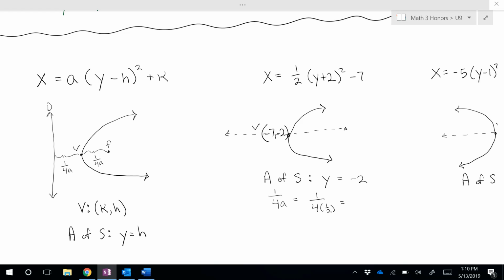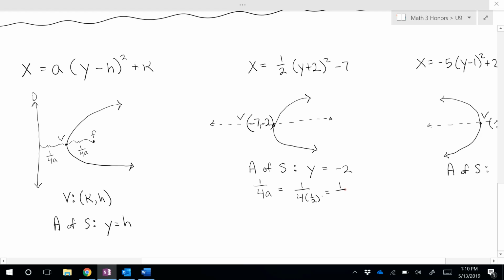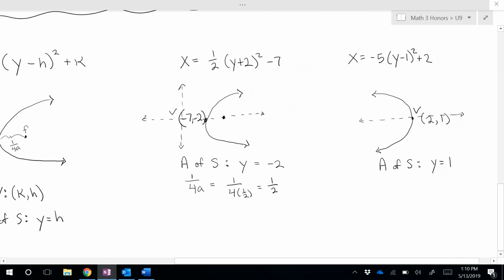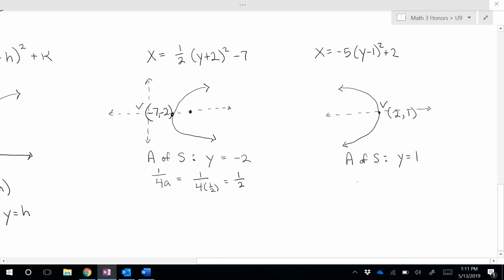So here we get 1 over 4 times a half, which is 2, so you get 1 over 2. So that's the distance to my focus and to my directrix. And in this example here, we got 1 over 4 times a, which is 1 over negative 20, because a is negative 5. And so that's the distance we're going to our focus and to our directrix.